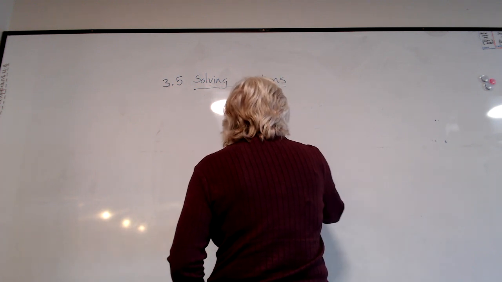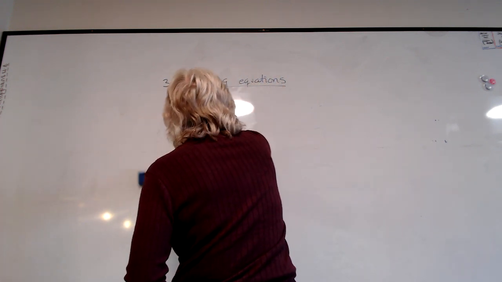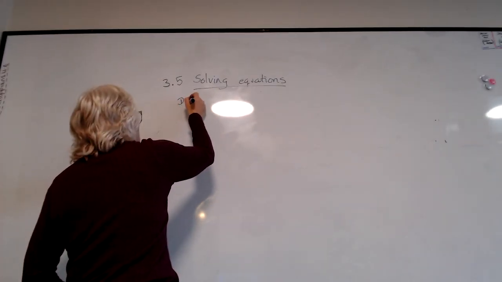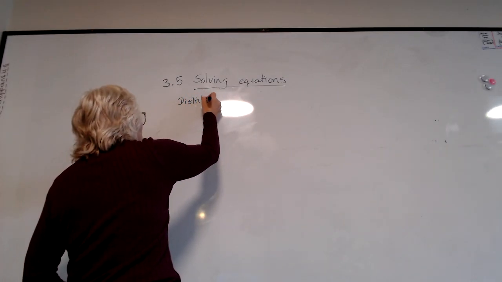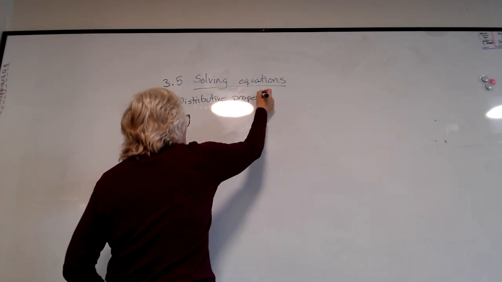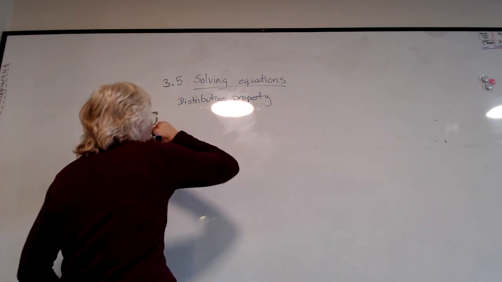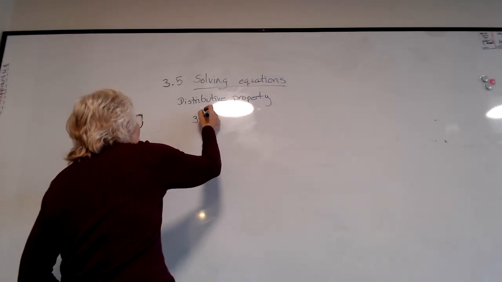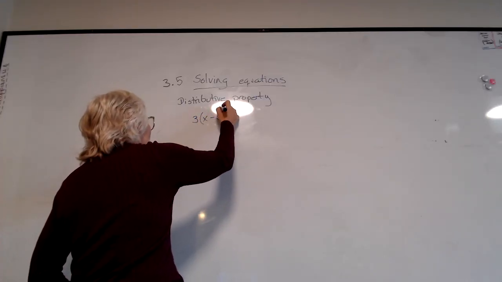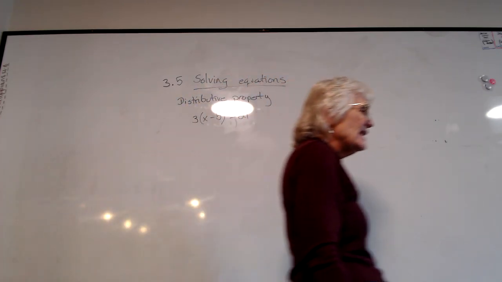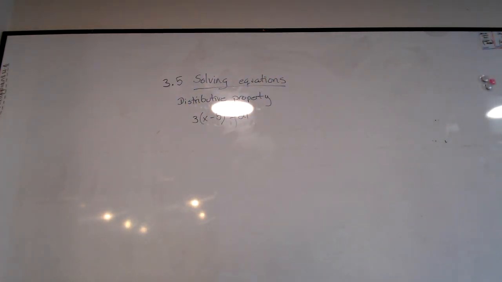Okay? So if we have a problem that has the distributive property in it, then we just need to do the distributive property either first, and I'm going to show you 2 different ways to do it. So these are going to include distributive property. So say I have 3 times x minus 5 equals 21. Again, I'm making these up, so probably they'll come out as fractions. I'll just be honest.